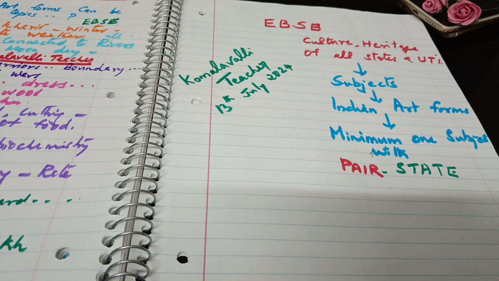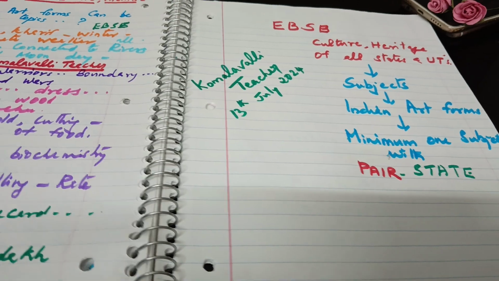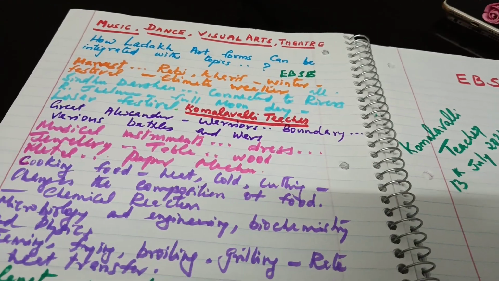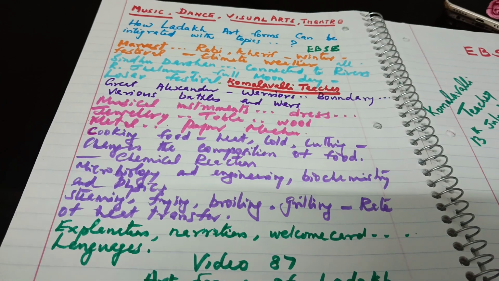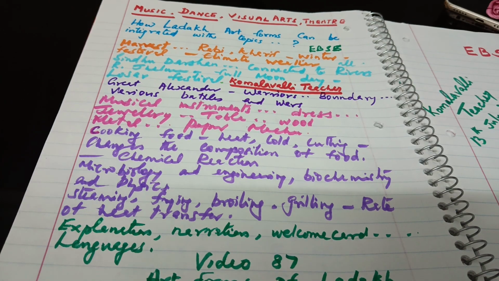But you have to integrate a minimum of one art form, and a minimum of one subject should be integrated with the pair state's art form. That is the condition. So here I have taken Ladakh as an example, to show how you can integrate. I am talking about it for the beginners. Above, I have explained and written about social science.